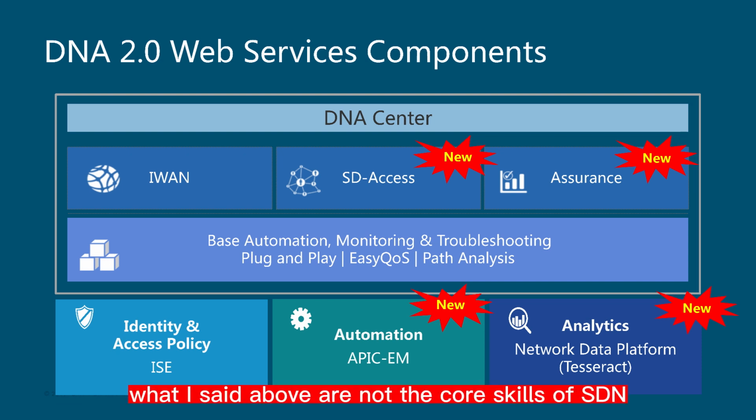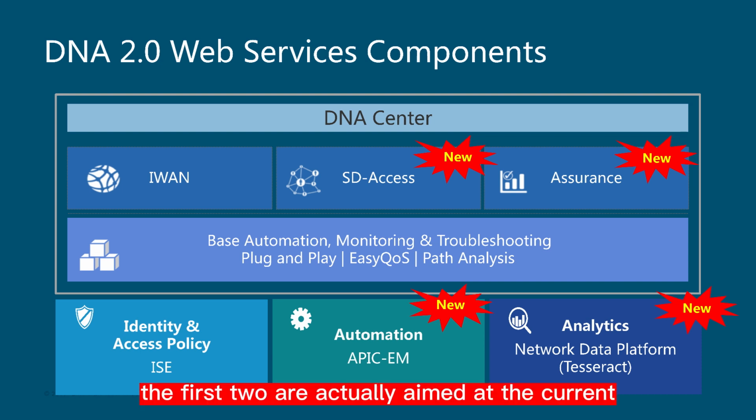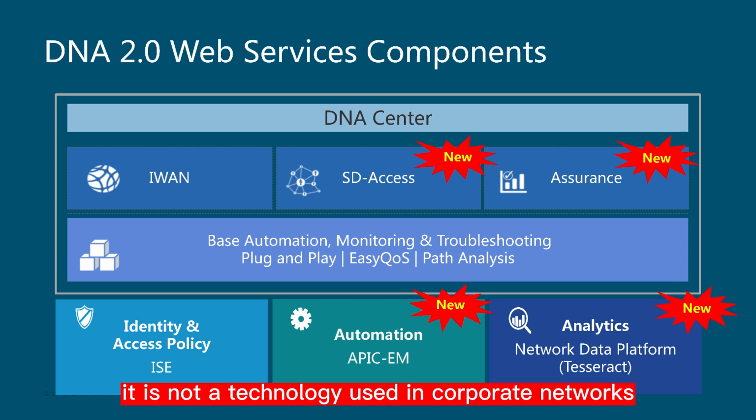What I said above are not the core skills of SDN. The core skills are the first two. Let me tell you again. The first two are actually aimed at the current changes to the networking architecture of the campus network. Because now it is a tube-well structure. Now in the entire data center, using a two-tier architecture, backbone separation, SD Access is actually aimed at the two-tier architecture, not a traditional three-tier network. The three-tier is what I call the three-tier architecture. So, it is not a technology used in corporate networks.